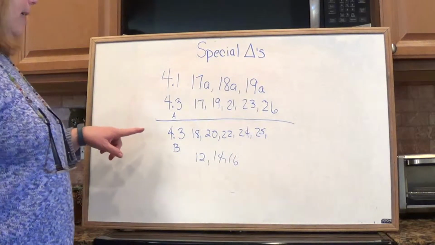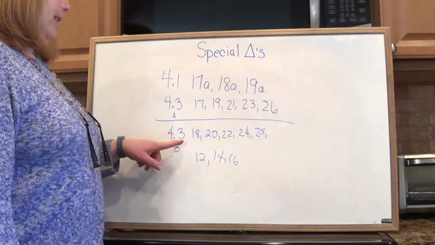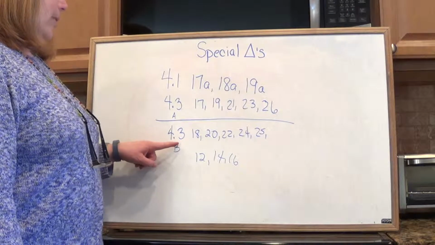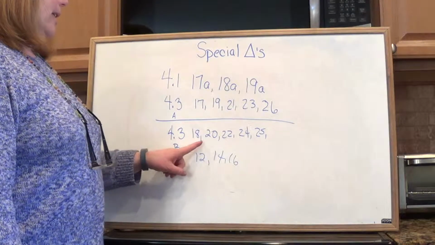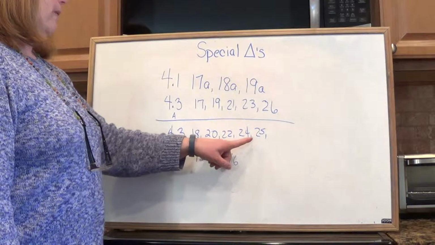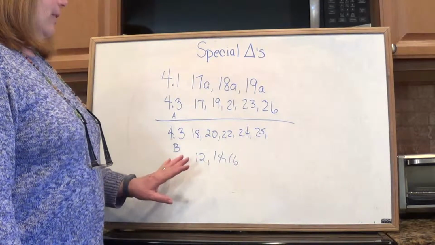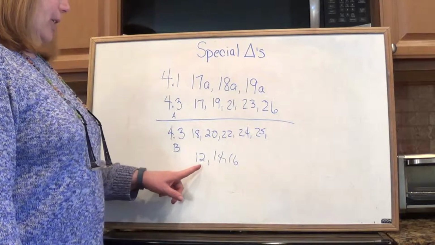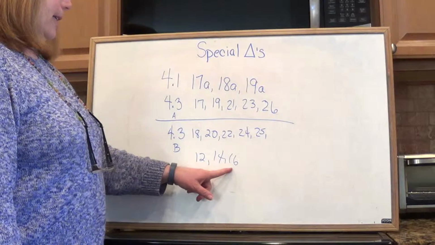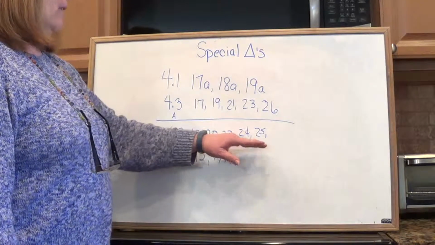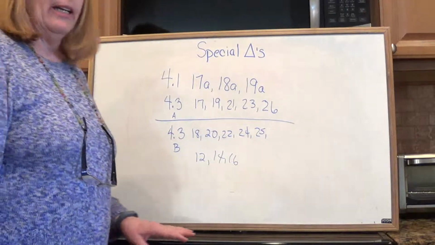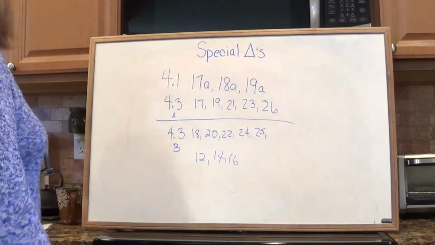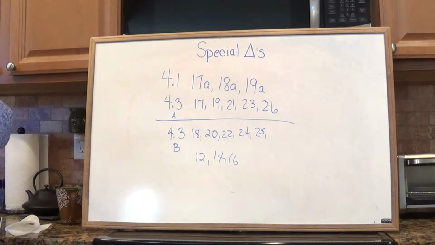And tonight I assigned, so this is Thursday night's assignment for Friday morning. We're in 4.3 again. And we're doing 18, 20, 22, 24, and 25, and sort of out of order on that same sheet, 12, 14, and 16. I think I assigned these for you, but maybe not 25, so you can adjust that if you haven't done them already.